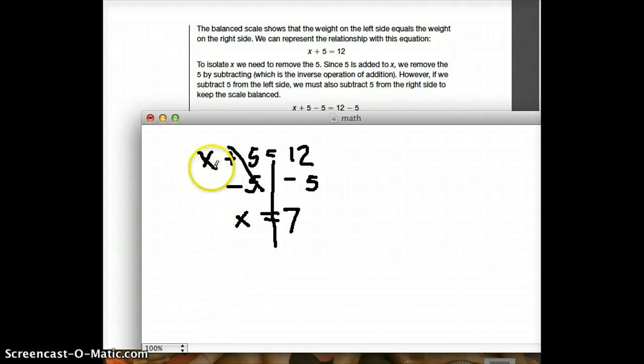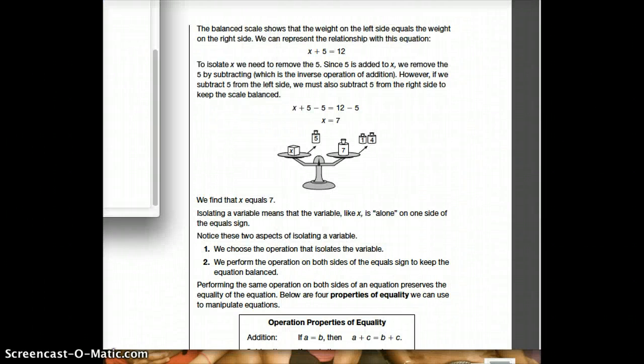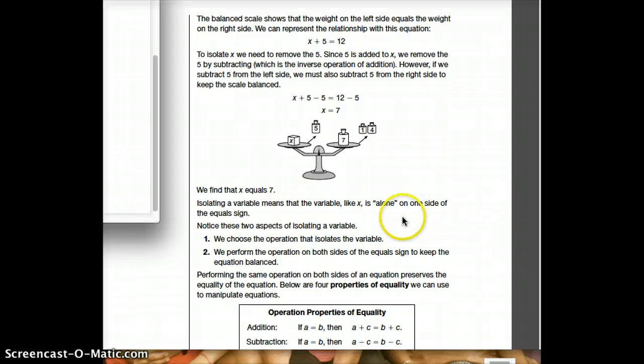Okay, and you probably did that in your head. 7 plus 5 is 12. So that's what we're doing here. We are going to be doing the inverse and finding the answer to these, because sometimes you're not going to be able to do them in your head. Sometimes you're going to be doing them in your head.